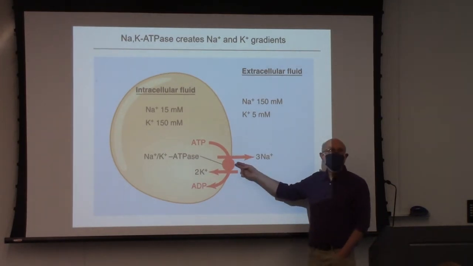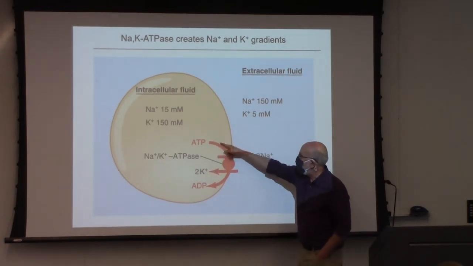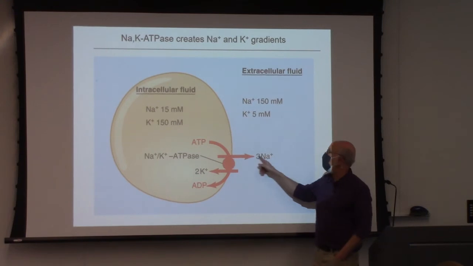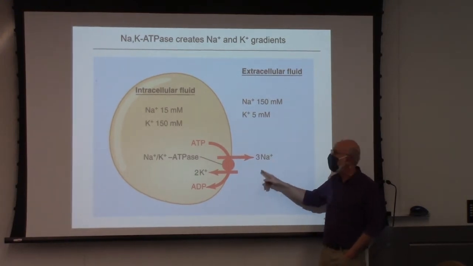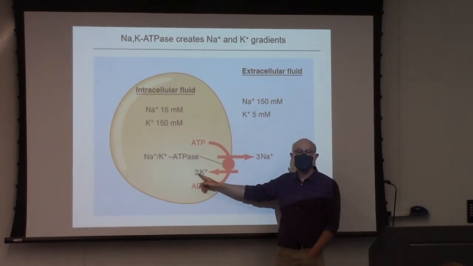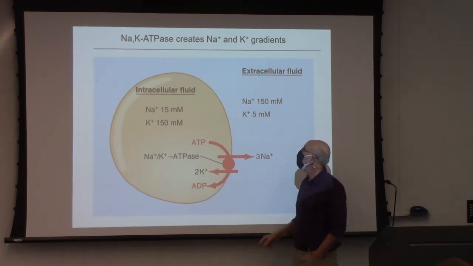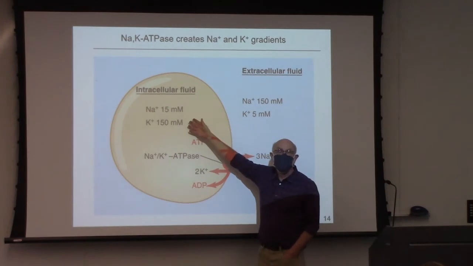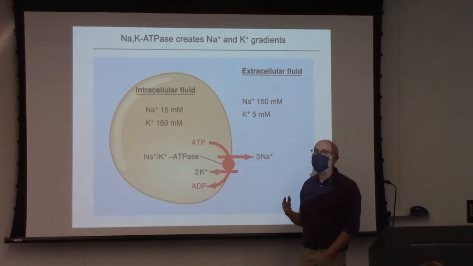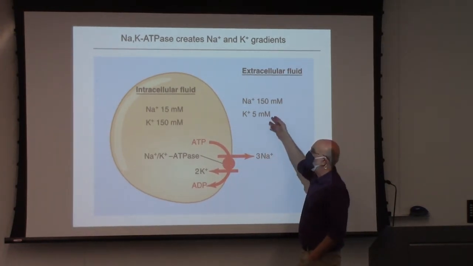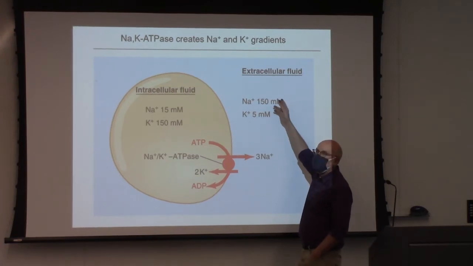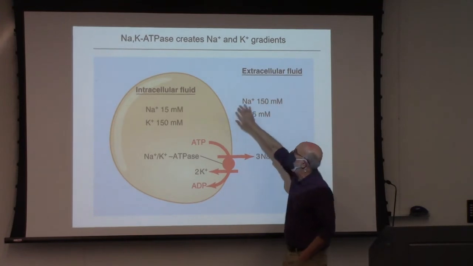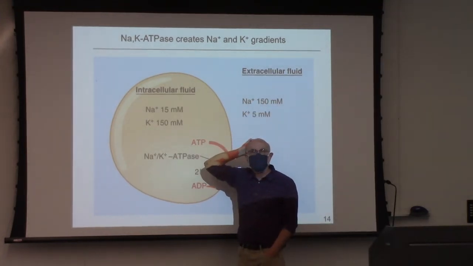The sodium-potassium ATPase hydrolyzes ATP to ADP, and in the process pumps 3 sodium ions out of the cell and 2 potassium ions into the cell. As a result of that, it creates gradients. And here are some typical gradients for sodium and potassium. Approximately 150 millimolar sodium outside and approximately 15 millimolar sodium inside.